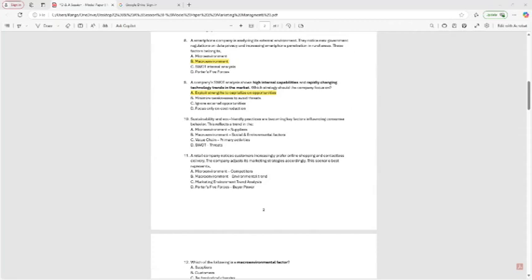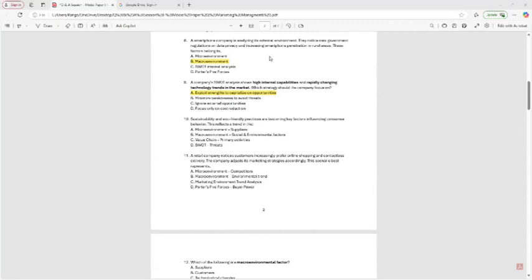Sustainability and eco-friendly practices are becoming key factors influencing consumer behavior. So these reflect a trend in the microenvironment, suppliers, macroenvironment, social and environment, value chain. So I think it is a very easy question. Sustainability and eco-friendly practices.